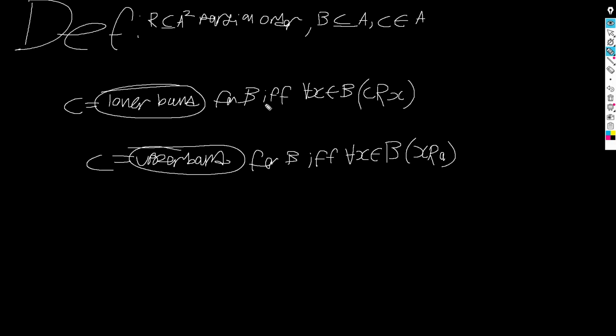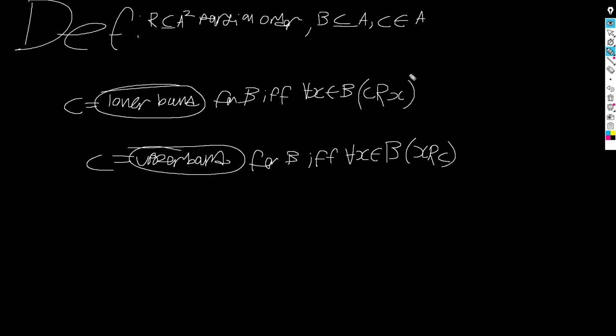Another really useful concept regarding this is the concept of lower and upper bounds. If we define R, A, and B as before and let C be in A, then C is a lower bound for B if and only if for all x in B, C is R related to x, and C is an upper bound for B if and only if for all x in B, x is R related to C.